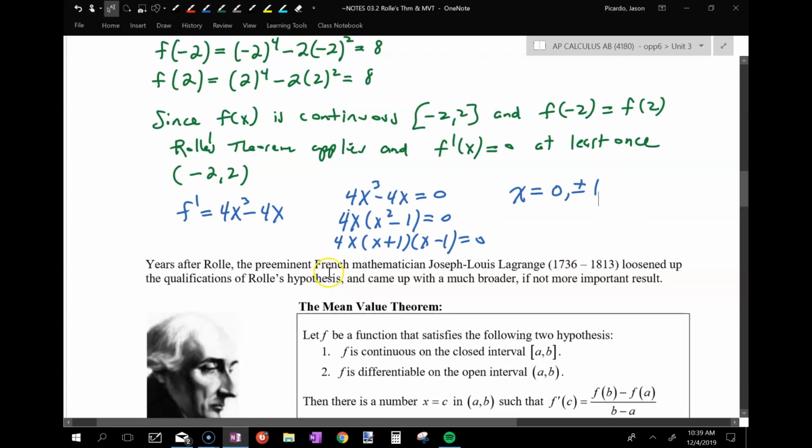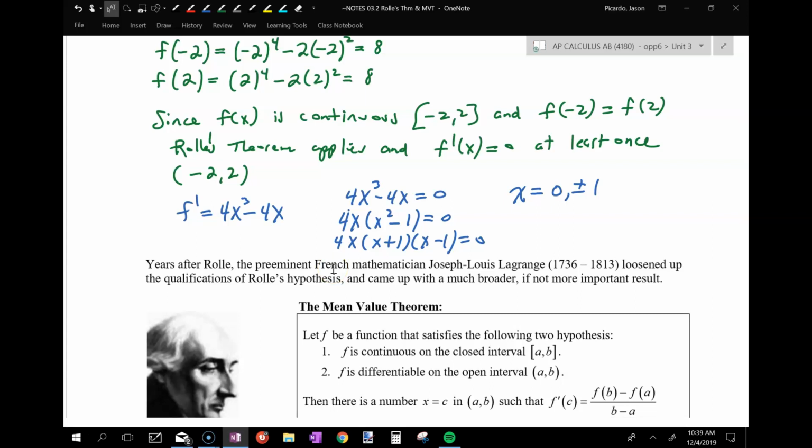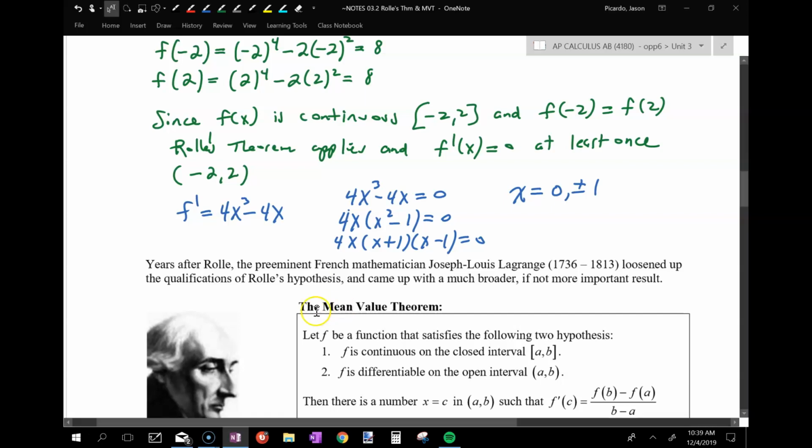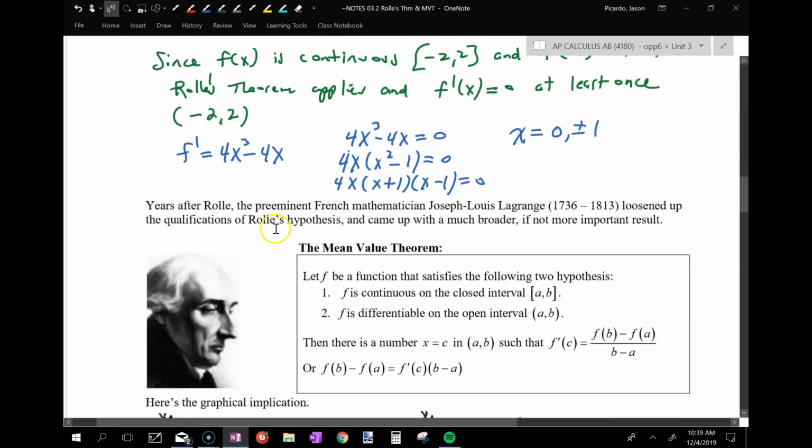And so here's the thing, right? Rolle's theorem seems great, but it's kind of limiting, isn't it? What's limiting about it? They have to have the same y value, right? And more often than not, when I have a closed interval, they're probably not going to have the same y value, are they? Okay, they're probably going to have differing y values.